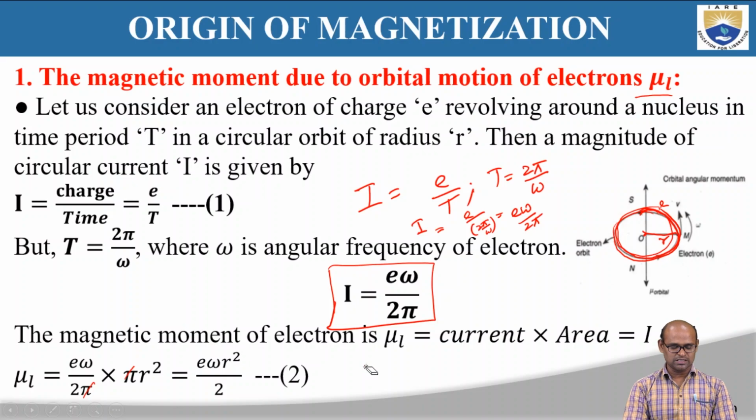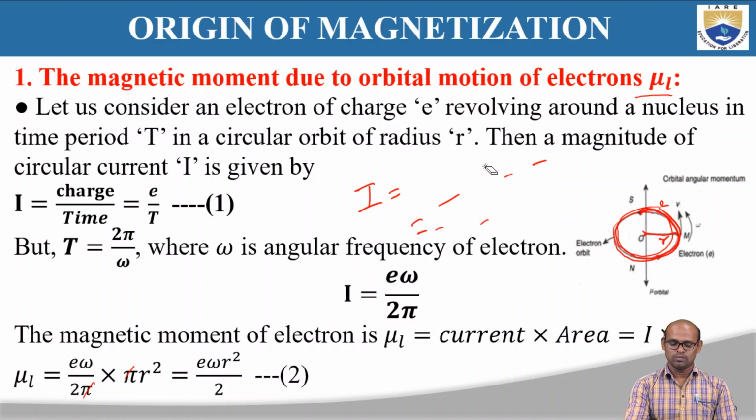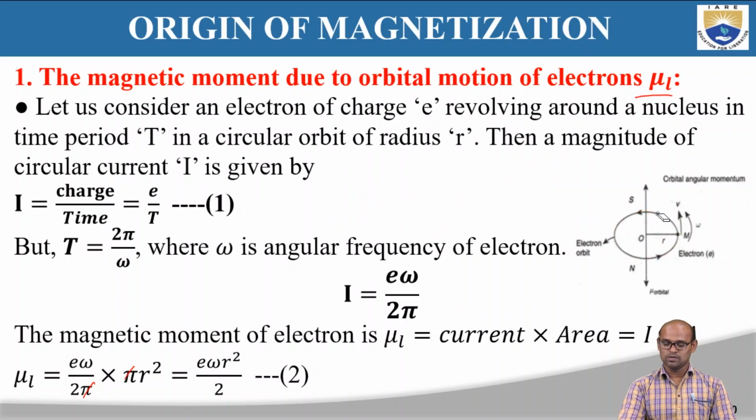Let us understand this magnetic moment a little bit more. The magnetic moment coming from the orbital motion of the electron is μ_L equal to eωr²/2, where r is the radius of this orbit, e is the charge of the electron, and ω is the angular frequency.